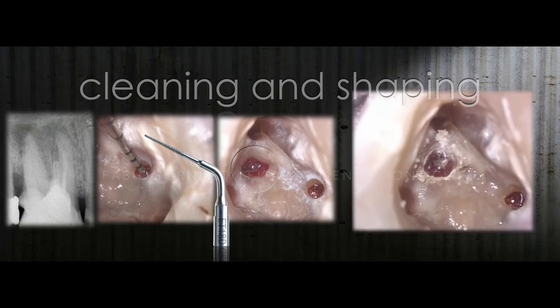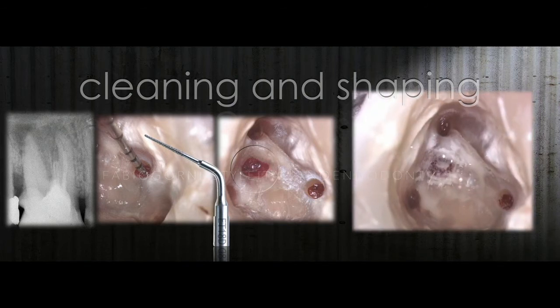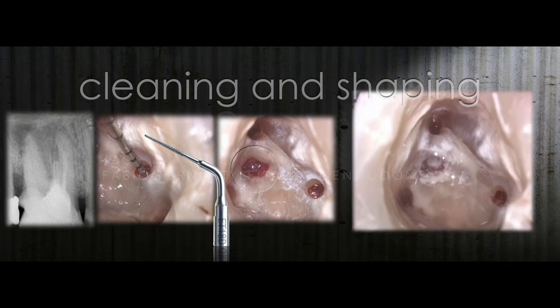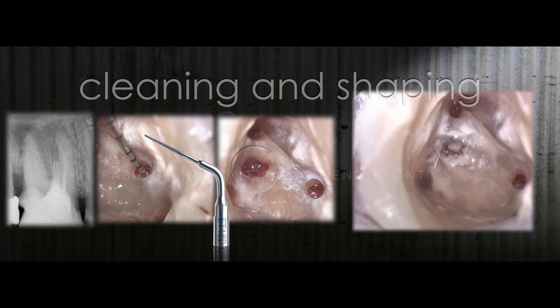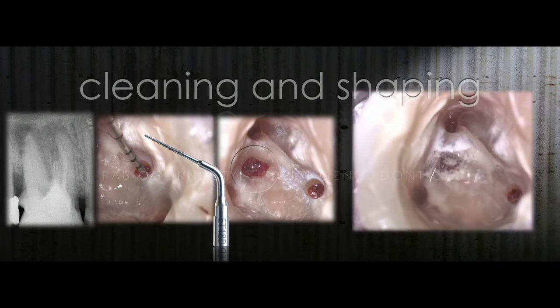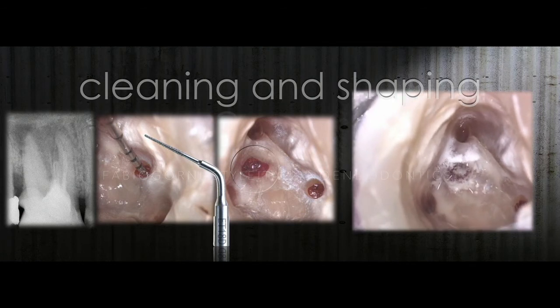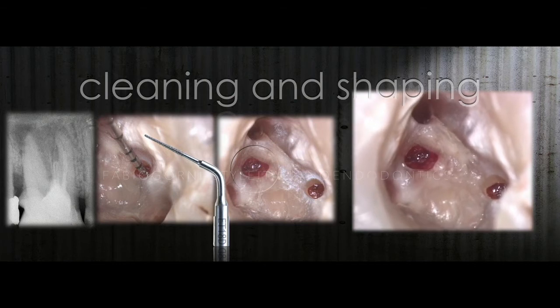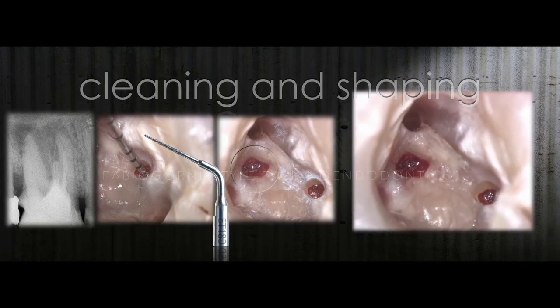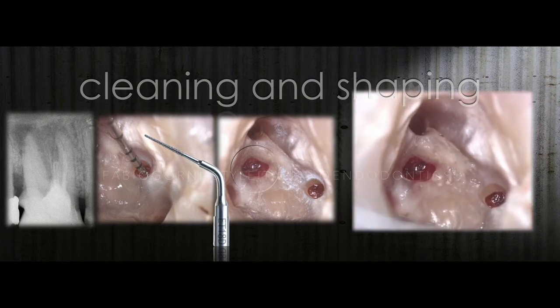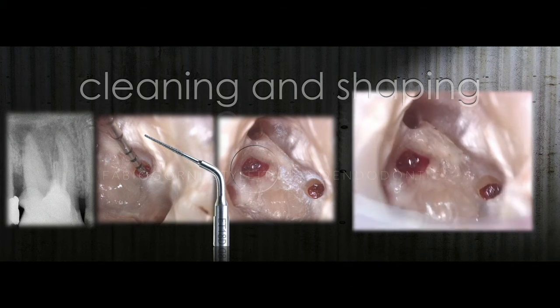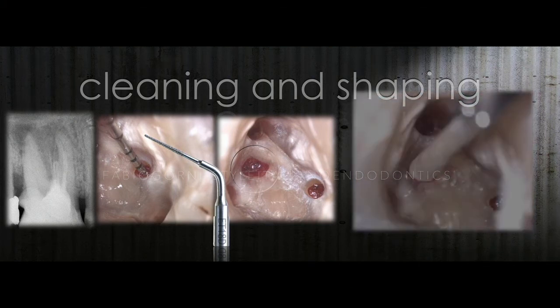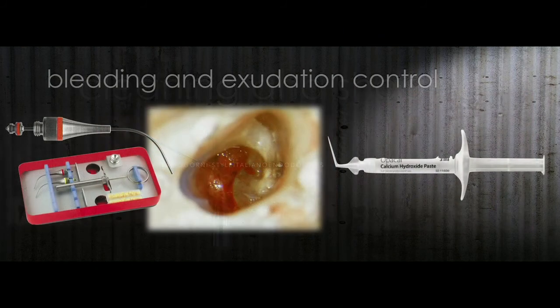Then, of course, we will use sodium hypochlorite to decontaminate the area. And the bubbles that we can see on the pulpal floor are showing us the action of the decontamination. So now we are ready for the packing.